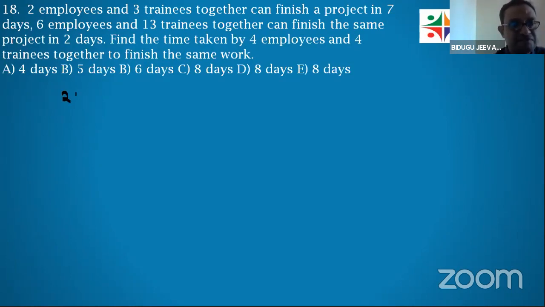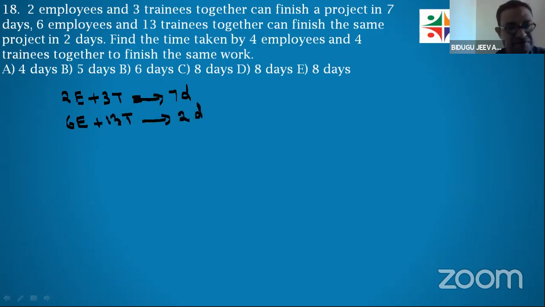2 employees and 3 trainers together finish the project in 7 days. Great. 6 employees and 13 trainers together finish the same work in 2 days. Fine. That means this team does the work in 7 days, and this team can also do the work in 2 days. I'm using the word team, which means it consists of employees as well as trainers. Find the time taken by 4 employees and 4 trainers to finish the work.